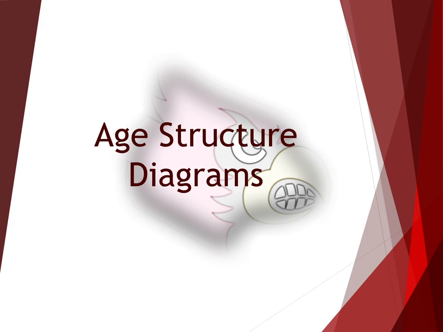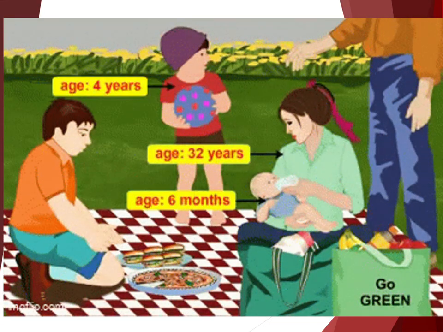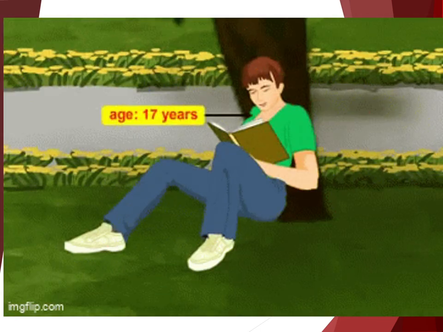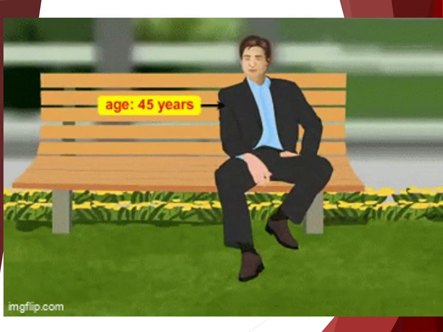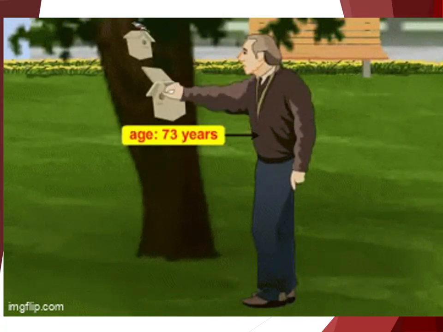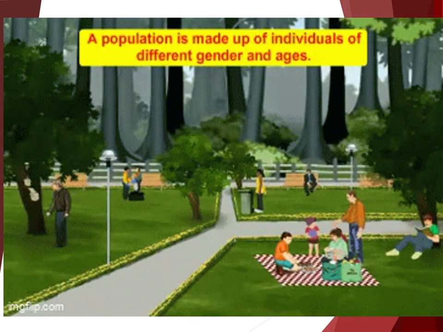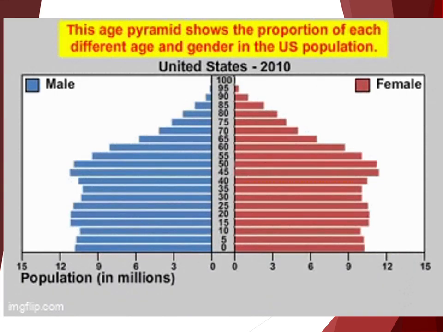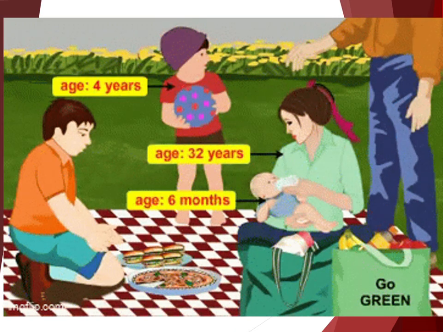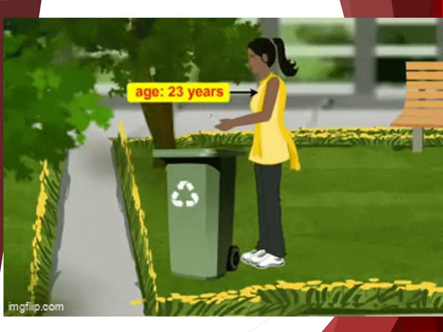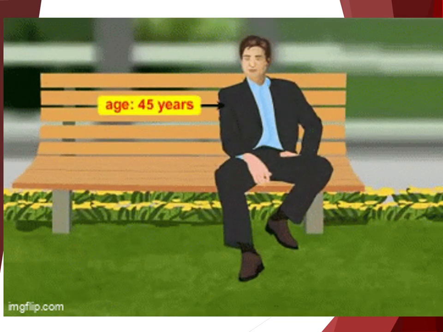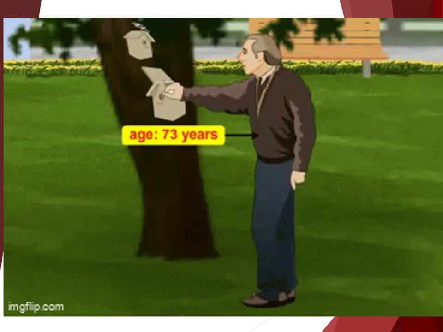Age structure diagrams. One demographic measure of a population is an age pyramid or age structure diagram. An age pyramid is a diagram, often pyramid-shaped, that shows the age distribution of a population. This diagram can then be used to determine if a population's size is growing, shrinking, or remaining relatively constant.